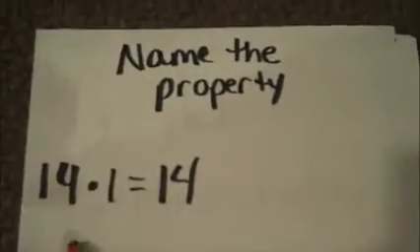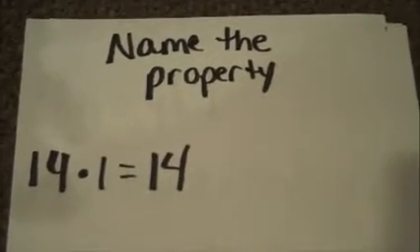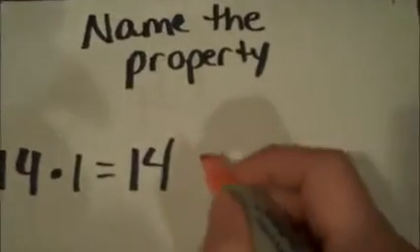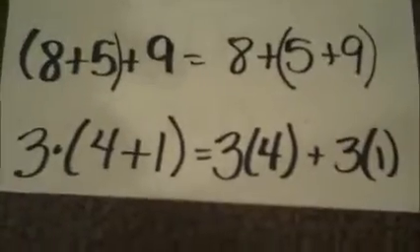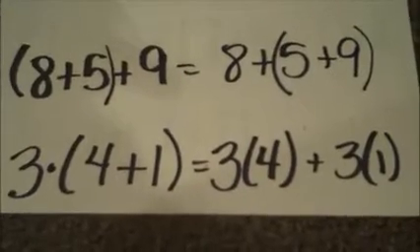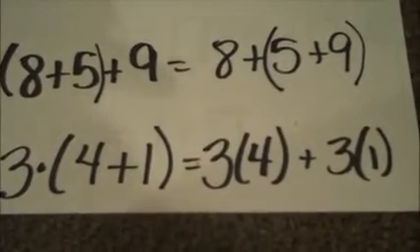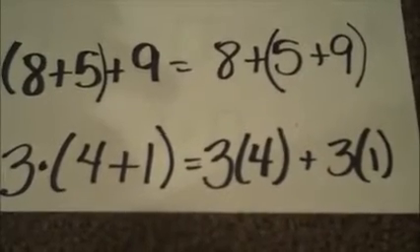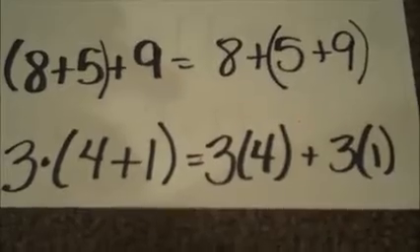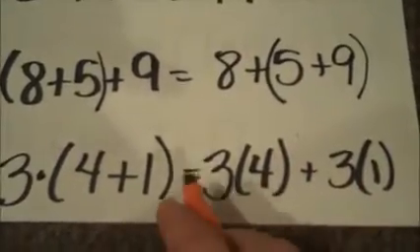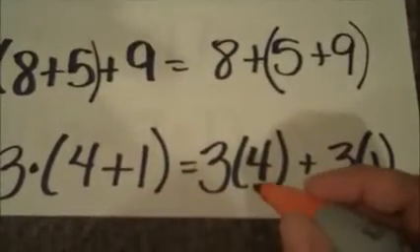On your test, you will be expected to look at examples and name the property. 14 times 1 is 14. That says anything times 1 is itself. That's the identity. 8 plus 5 plus 9 is the same as 8 plus 5 plus 9. So the sum of 8 plus 5 with 9 added is the same as 5 plus 9 with 8 added. If you notice, the order stayed the same, so it's not commutative, but the groupings changed, so we call it associative.